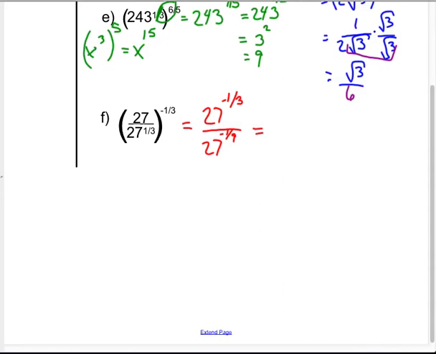Then I'm going to simplify my negatives by flipping. So my 27 to the negative 1/9 will move to the numerator, and my exponent will become positive. And then my 27 to the 1/3 will move to the denominator. Because they have the same base, I can subtract the exponents. But because I know 27 is a perfect cube, I'm going to go ahead and simplify that in the denominator. 27 to the 1/3 power is 3.